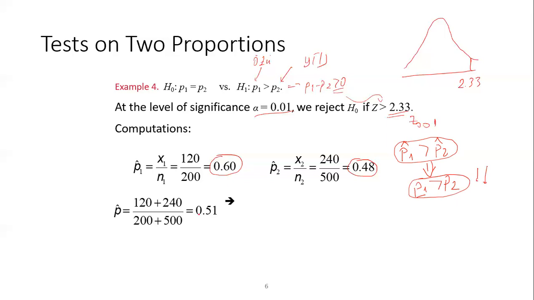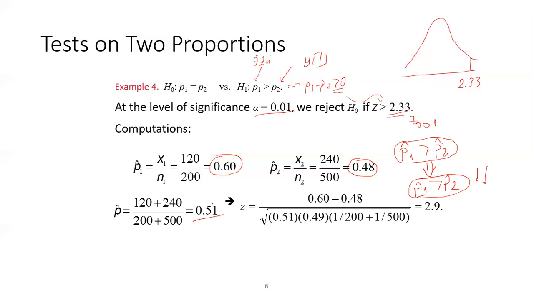The pooled estimate p hat is equal to 0.51, and the z value, if you plug in the values, turns out to be 2.90. It's somewhere here, very far away. So we reject H0, because your observed Z is a very extreme value. It's in the critical region. Hence, we reject the H0.